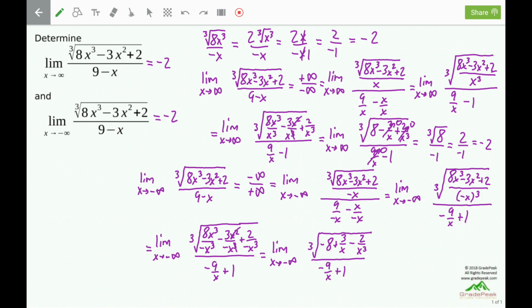Over the denominator. Each term that is a constant divided by x to a positive power will go to 0 as x approaches negative infinity. The result of this will be the cube root of negative 8 divided by 1. The cube root of negative 8 is negative 2, divided by 1, and any number divided by 1 will be itself. So it results also in negative 2. And there's the results of the two different limits.